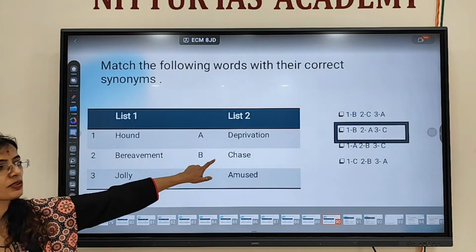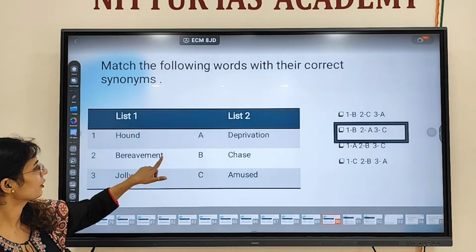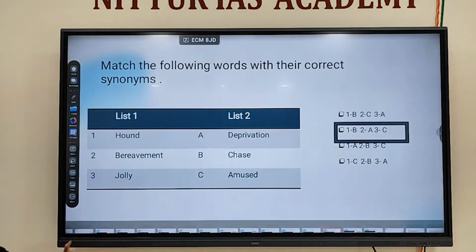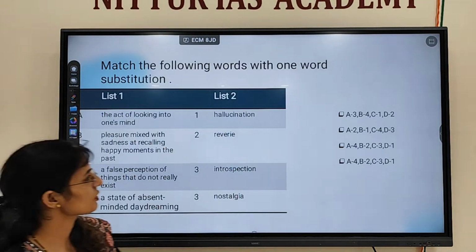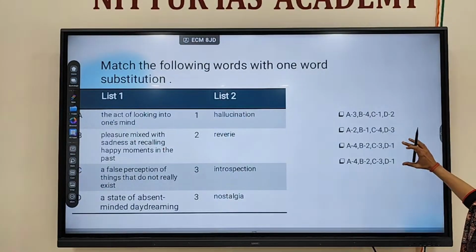I just knew hound is chase and I knew bereavement is deprivation. Okay, this one: state of absent-minded and dreaming. Tell me, this is easy. Hallucination, very good. So D is 1. So we are having two options to choose from. D is 1 here. Next, two.